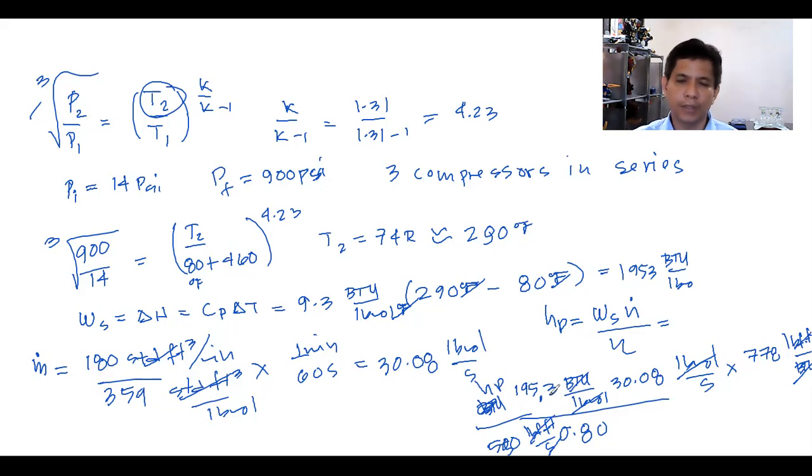Yun nga lang, there are 3 compressors. So whatever horsepower you get, multiply it by 3. So just put this in your calculator: 195.3 times 30.08 times 778 then divided by 550, so times 0.8. Okay?